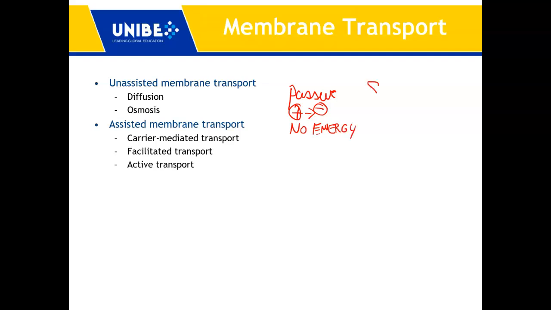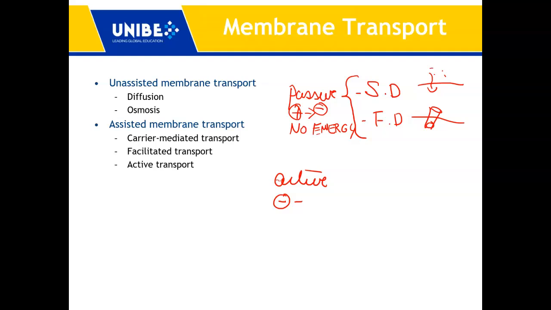And then we have two types, simple diffusion and facilitated diffusion. The difference between them is just that this one needs a doorway, a channel, while this one can just pass through the cell membrane easily. So that's passive transport. Now if I need energy, I use active transport. In active transport, I go from less to more. So I need energy for this to happen, because if not, it won't be able to happen.